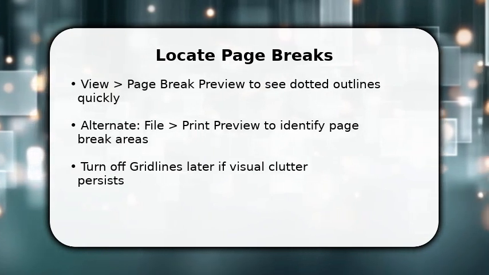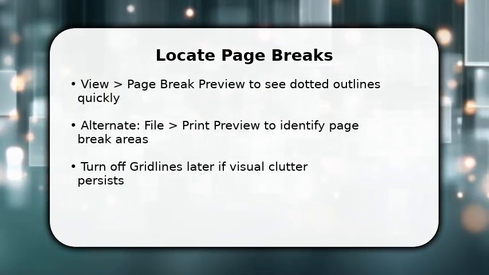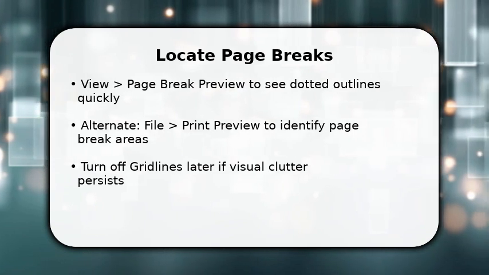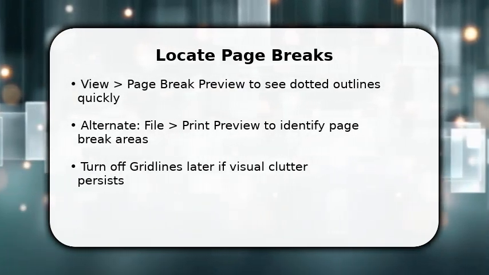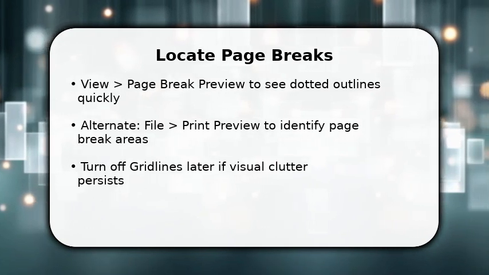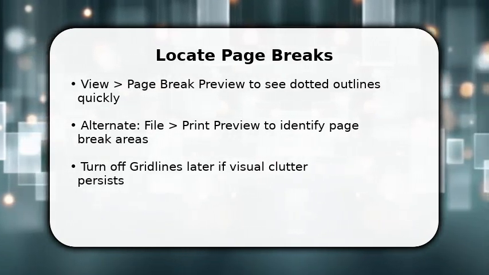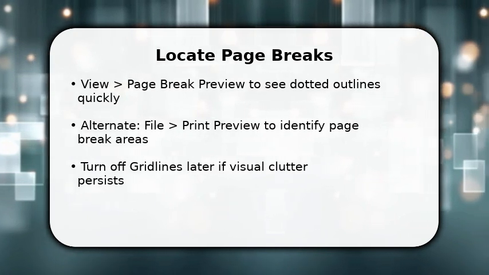Once done, note whether they are manual or automatic. Manual breaks appear thicker. Make sure to also check File Print Preview to confirm placement. This step locates the problem and sets you up to remove or adjust breaks precisely without changing your layout unintentionally.